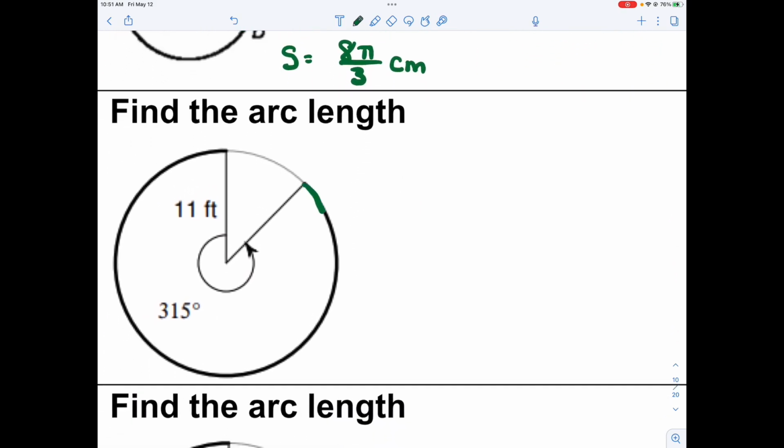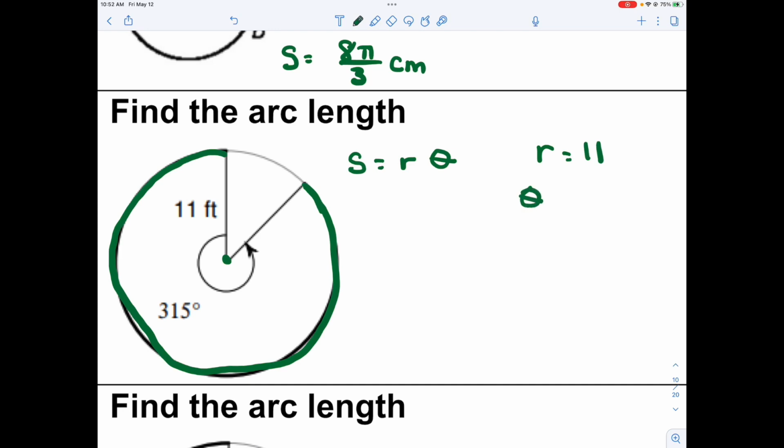The arc length that we're looking for is the one all the way across. We know the arc measure is 315 because it's a central angle. So how do we find that arc length? That arc length is going to be S equals r theta. We're given that r is 11, and we have to find theta. So we have to convert theta from degrees to radians. So it would be 315 times pi over 180.